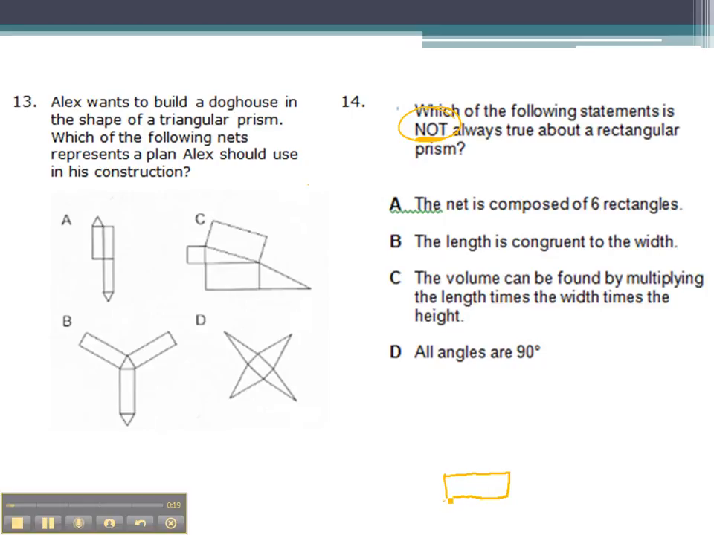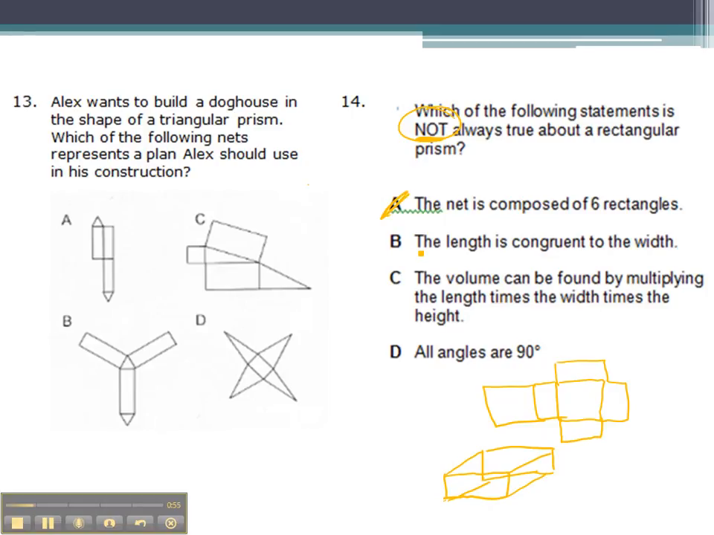Just like any prism, it has two parallel congruent bases, and if it's a rectangular prism, they're rectangles. Should look something like that. Okay, the first answer choice says the net is composed of 6 rectangles. Well, that's true. A rectangular prism is just like a closed box. If we unfolded that box to show the net, it would look something like this. 1, 2, 3, 4, 5, 6 rectangles.